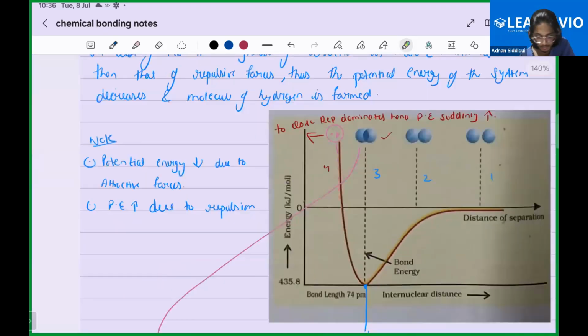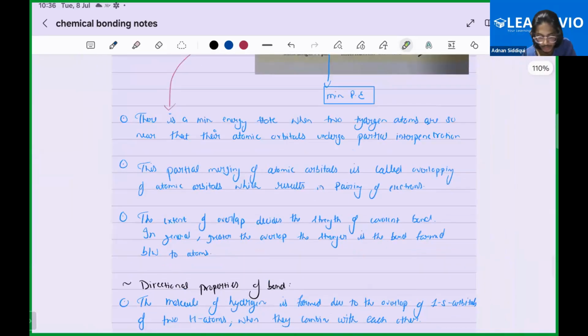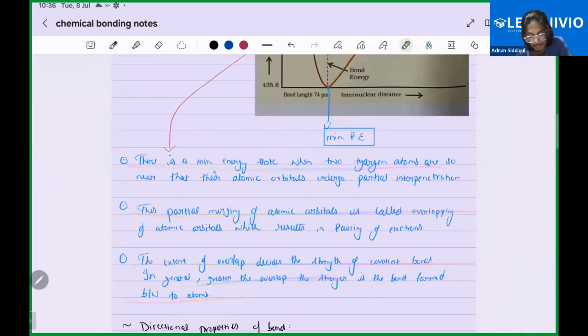So please read it on your own. Give it a few seconds and see if you have any doubt.